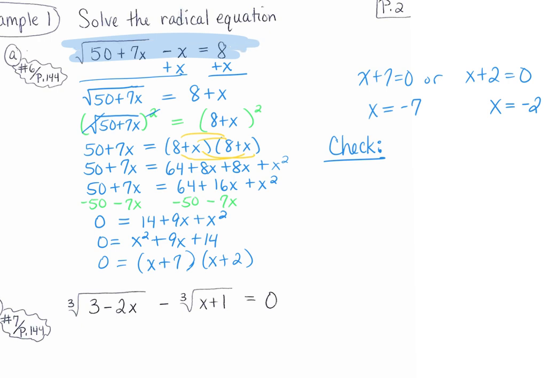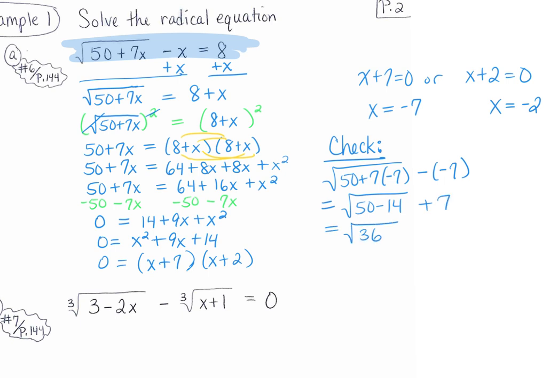So let's check. If we substitute in negative 7, that gives us the square root of 50 plus 7 times the negative 7 minus a negative 7. We hope that's going to be 8 when we simplify it. So it's the square root of 50 minus 14 plus 7. 50 minus 14 is 36. Square root of 36 plus 7. Are we right? What's 7 times negative 7?